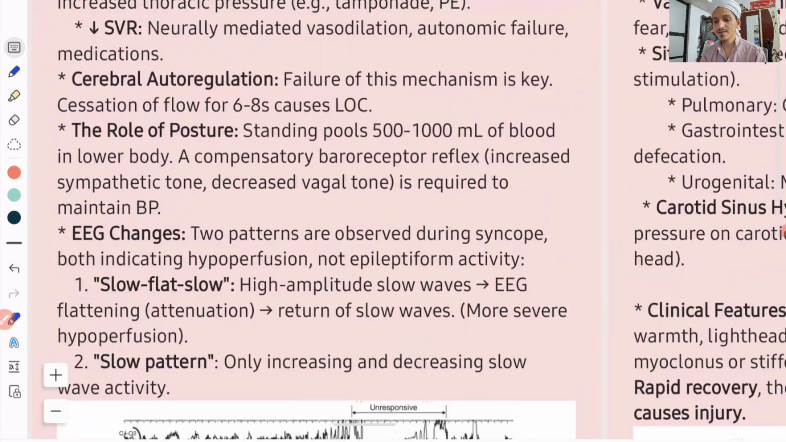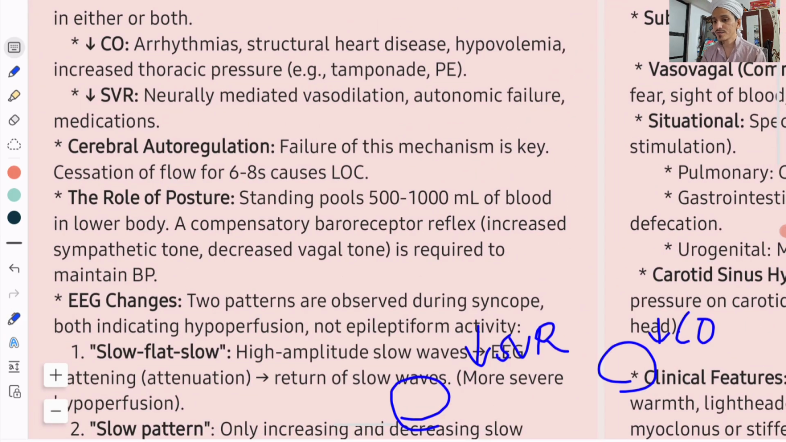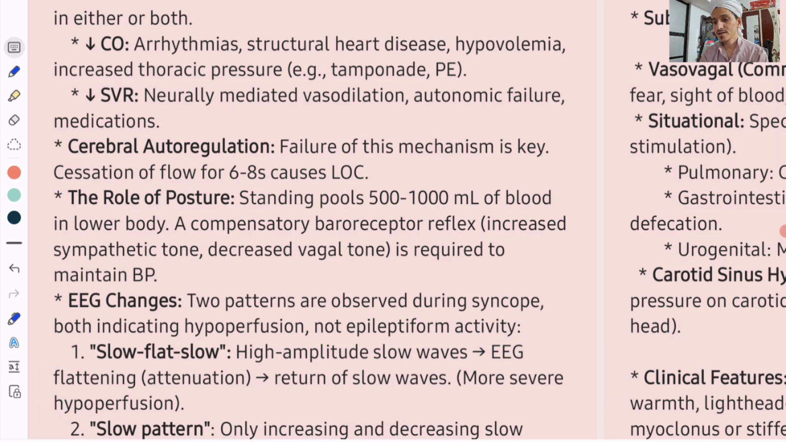So examples for decreased cardiac output are arrhythmias, structural heart disease like aortic stenosis and hypertrophic cardiomyopathy, volume loss due to dehydration or blood loss, and increased thoracic pressure like cardiac tamponade. So what happens in tamponade? There is massive pericardial effusion that will not allow the heart to fill up. So the end diastolic volume will be reduced. When the end diastolic volume is reduced, cardiac output will be reduced. When the cardiac output is reduced, there will be decreased BP.